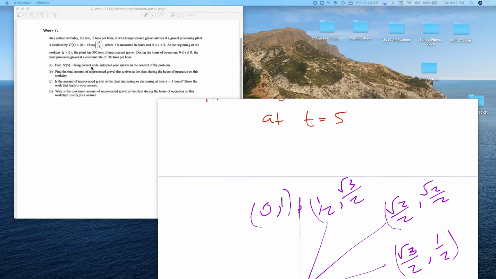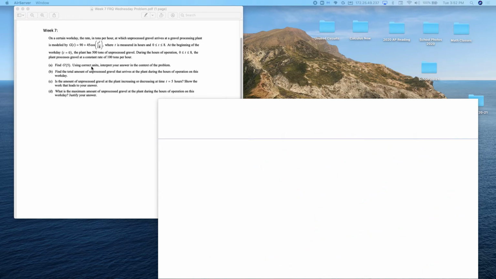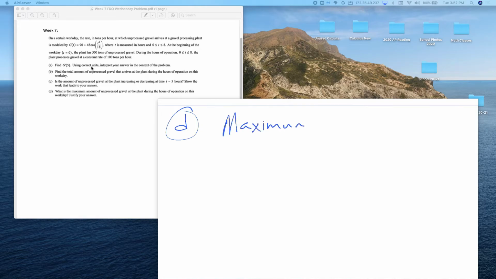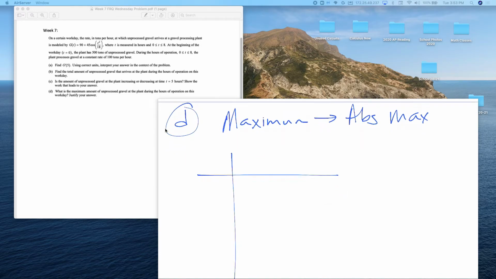So then the last part, and I guess I got another page here. Let me cancel this page out, clear that one out. The last part, part D, is saying, what is the maximum? So they're looking for an absolute maximum, because it says what is the maximum. So we know it's the absolute maximum during the hours of operation. We're looking for a maximum amount of gravel at the plant.